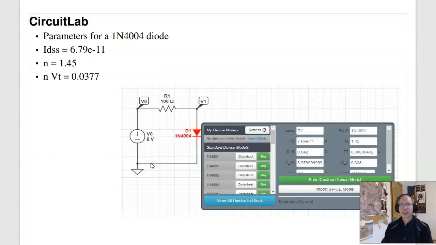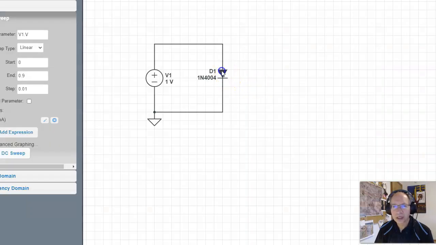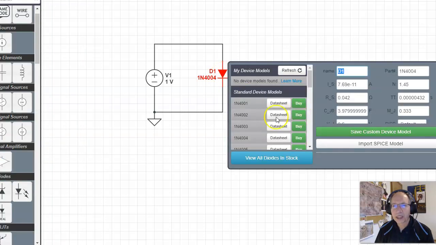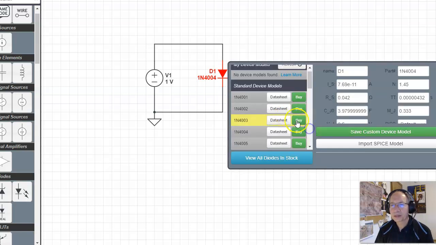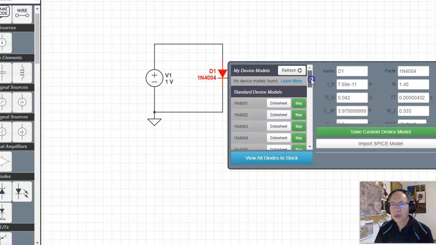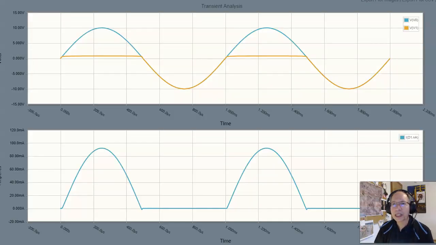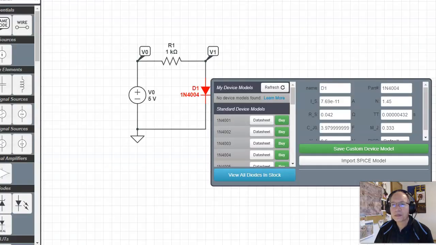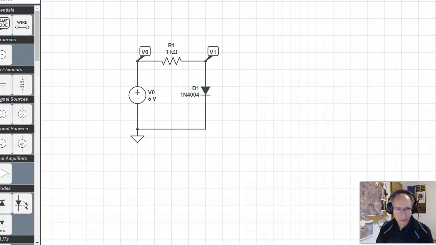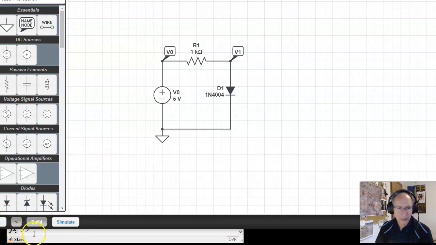Another way to solve is to throw the circuit into CircuitLab. Now, in CircuitLab, if you double click on the diodes, these are the different diodes CircuitLab has on hand in this model. The one that's pretty similar to the ones we used in lab is the 4004. And here's the data for it. That's reverse saturation current. These are N for NVT. If I go into CircuitLab, this guy, and tell it simulate.